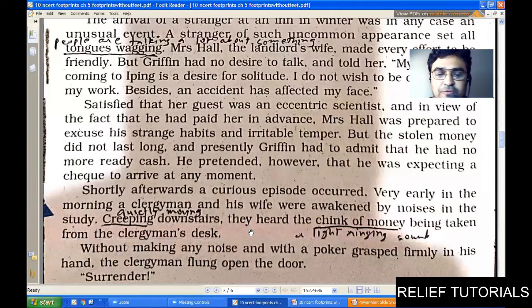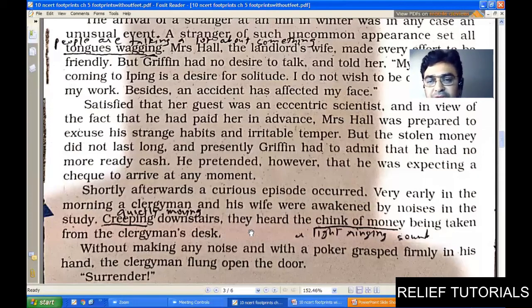Okay, let's go further. Satisfied that her guest was an eccentric, strange scientist, and in view of the fact that he had paid her in advance, Mrs. Hall suppressed her curiosity and subsided her doubts because she got money in advance. So money kept her mouth shut, and so was her curiosity. Mrs. Hall was prepared to excuse his strange habits. The stranger's habits were really strange. His temper was very high. He was very irritable, but that was all excused because she got money in advance.